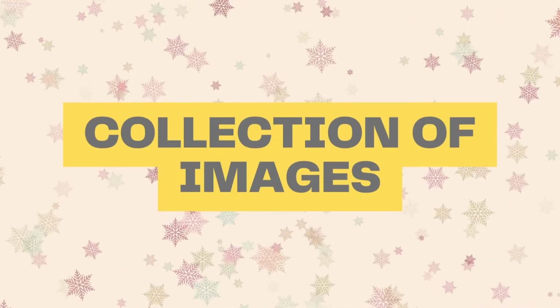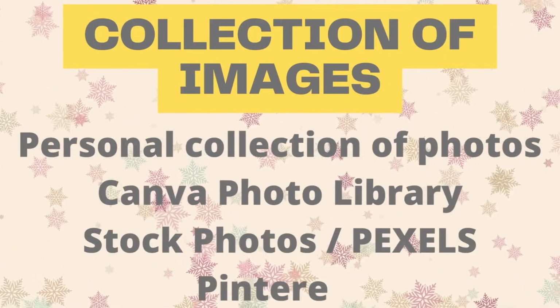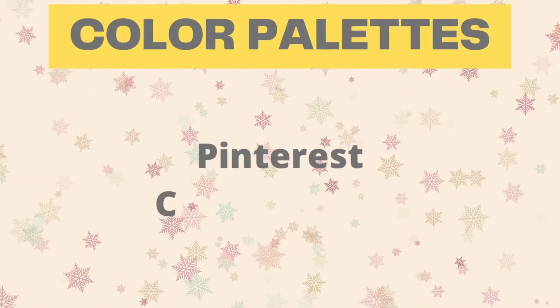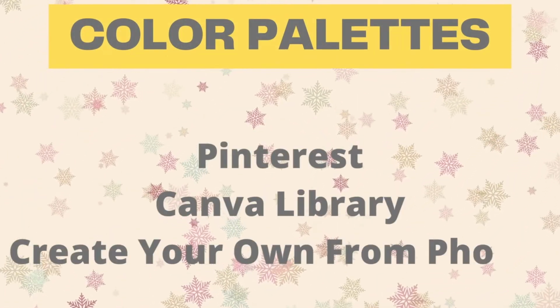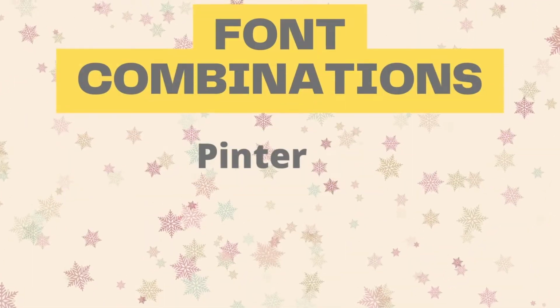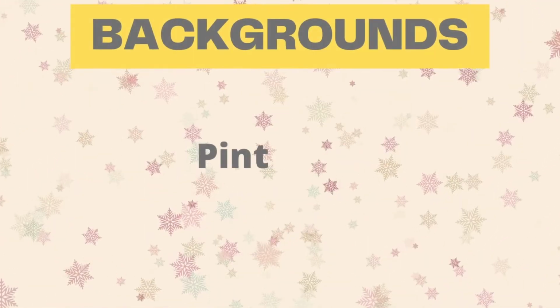So what does a mood board consist of? It depends on you and your project. It could consist of a collection of images, or a collection of font combinations. It could consist of a collection of color palettes, backgrounds, textures, etc. So it is based on your project or what you are trying to achieve that you build your mood board accordingly.